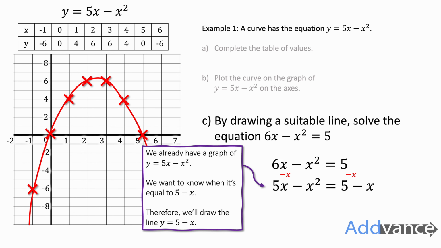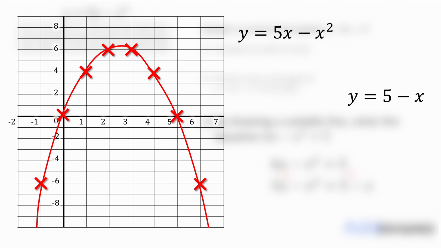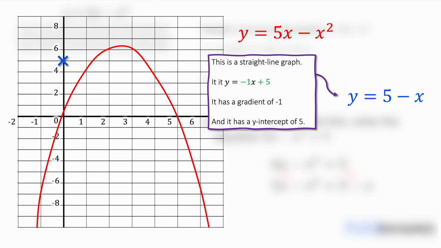And so therefore we're going to draw y equals 5 minus x on the graph. I'm going to draw y equals 5 minus x on this graph, like this. This is a curve, this is a straight line, with a y-intercept of 5 and a gradient of minus 1. So I'm going to start at 0, 5, y-intercept of 5. I'm going to go across 1 square and down 1. Remember the gradient is minus 1. I'm going to go across 1 square and down 1.